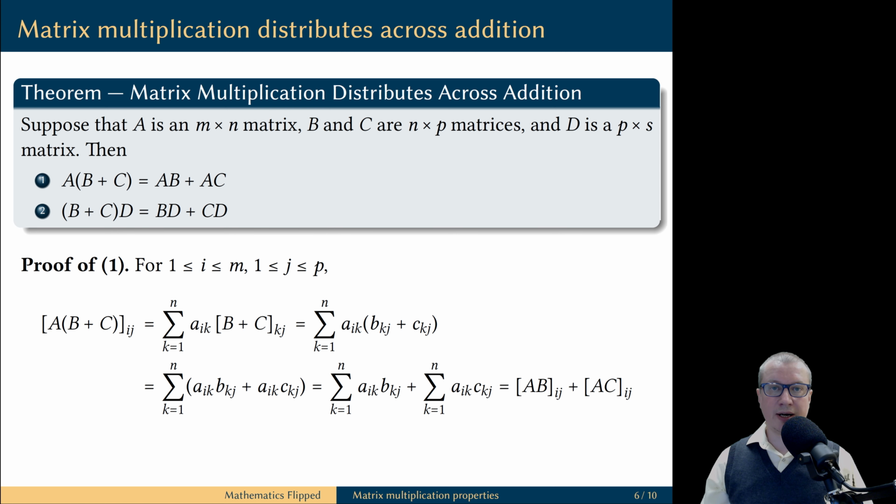But now let's recognize that these are precisely the formulas for the entry-by-entry computation of the entries in the product matrix. The first sum is the entry in position ij of the matrix A times B, and the second sum is the entry in position ij of the matrix A times C. Using the definition of matrix addition, this is equal to the entry in position ij of the matrix AB plus AC. This shows that the two matrices have identical entries and therefore they are equal.